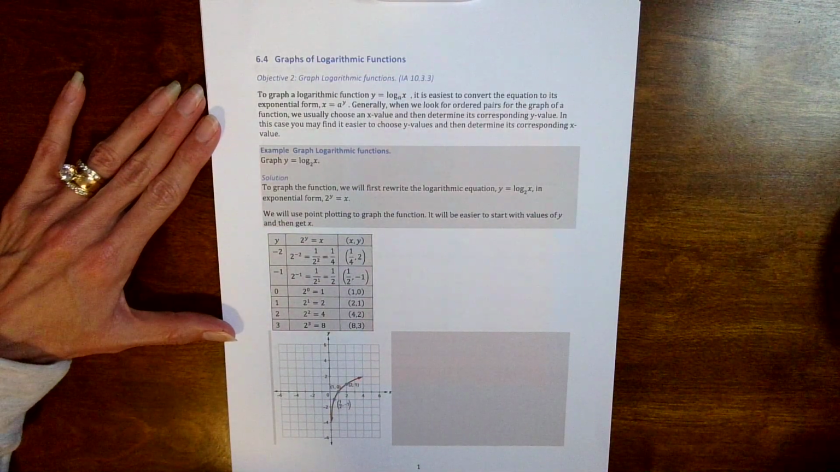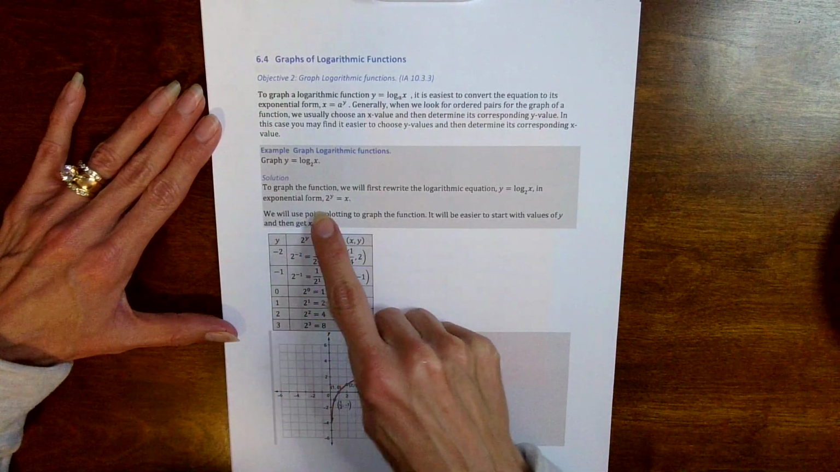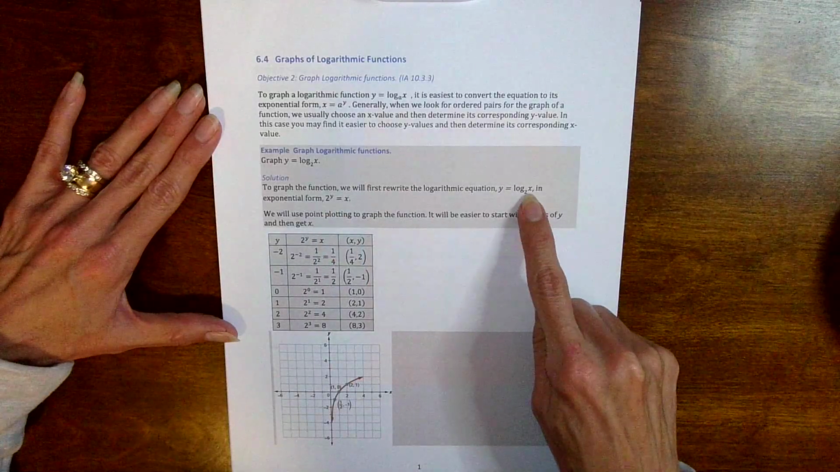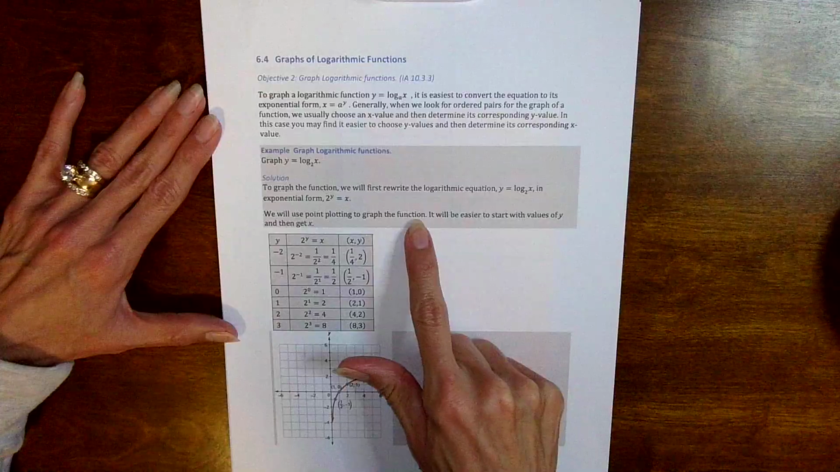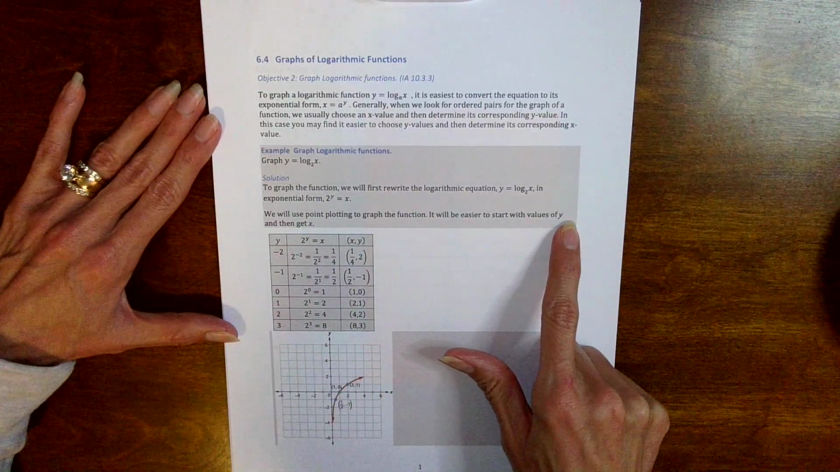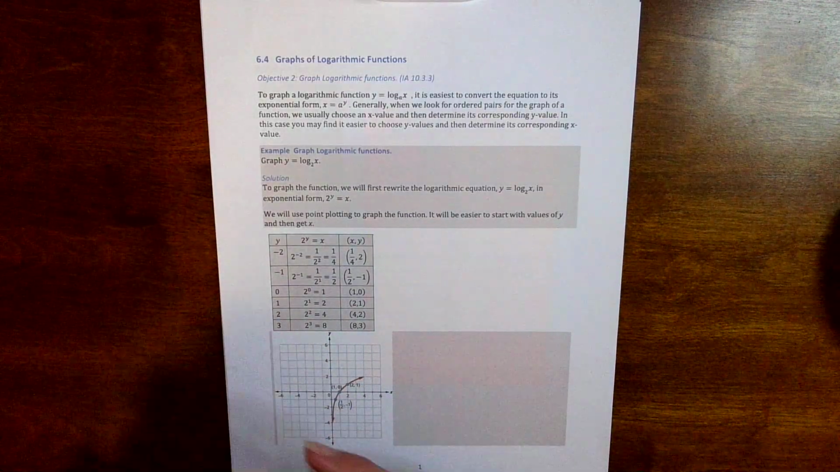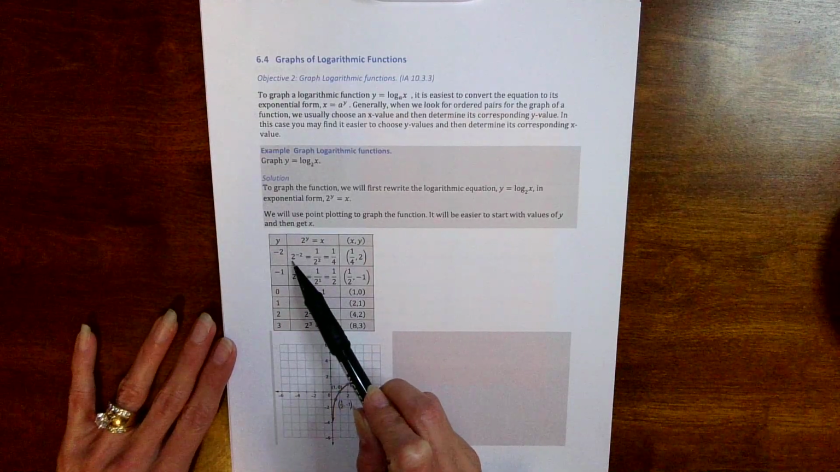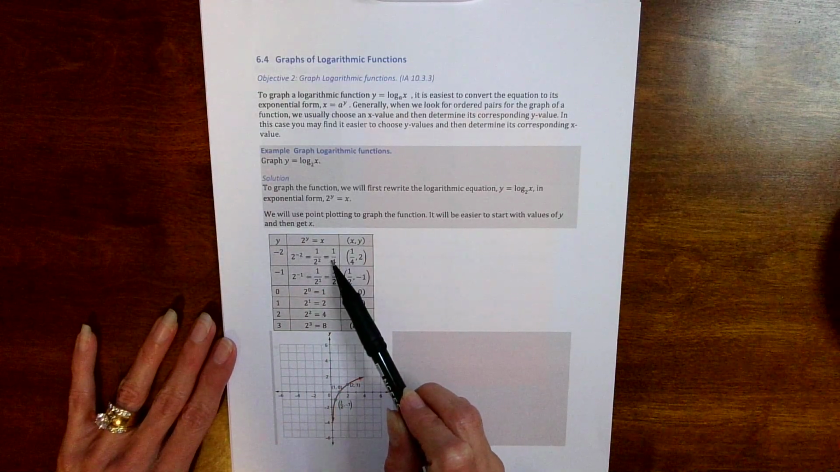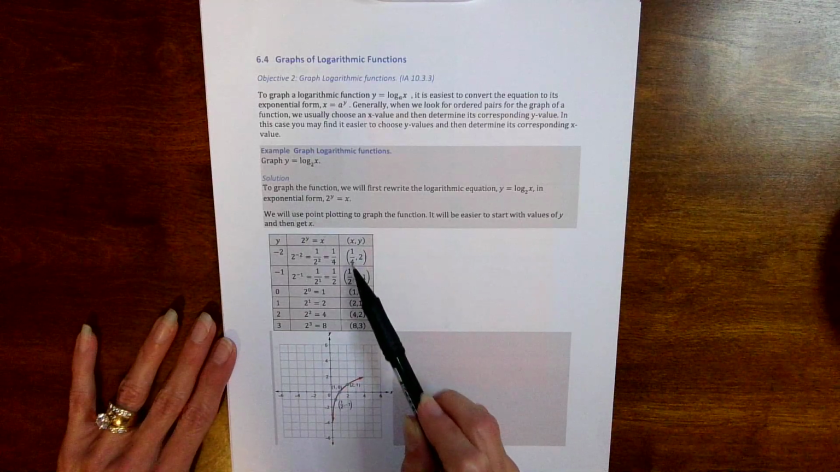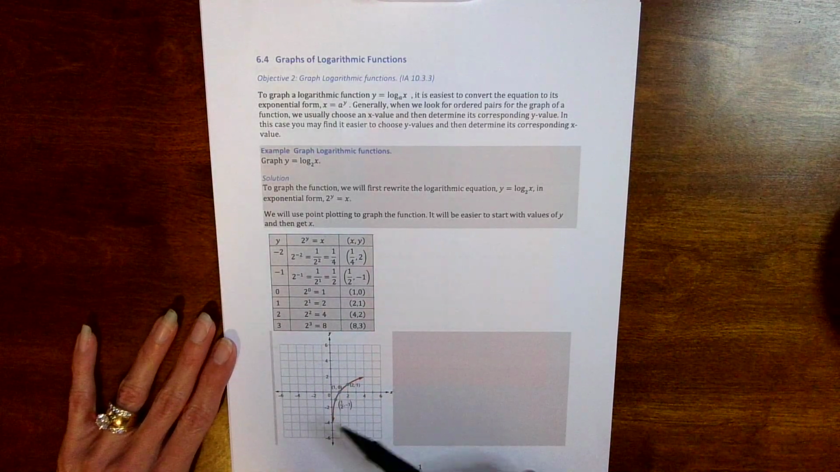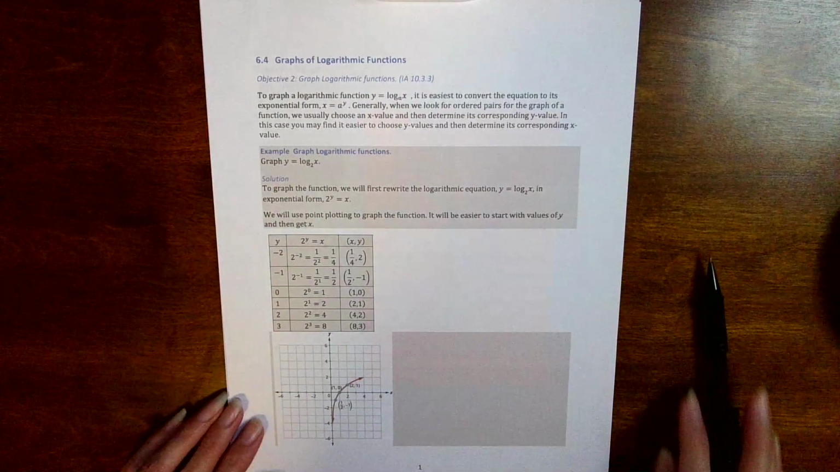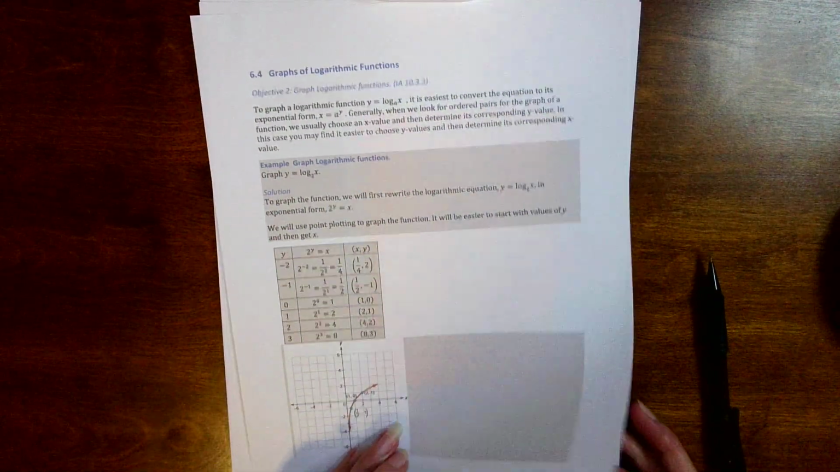So to graph logarithmic functions, you can rewrite it in its exponential form. So this 2 will bump up this y, so 2 to the y equals x. And then we'll plot the graph of the function, and it'll be easier to start with values of y and get x. So if I have y equals -2, then it becomes 2 to the -2, which is 1/4. You just have to remember that's x, so you got to write that in the right place. Then you get your points, draw a smooth curve, and Desmos will do that for you even quicker than that.